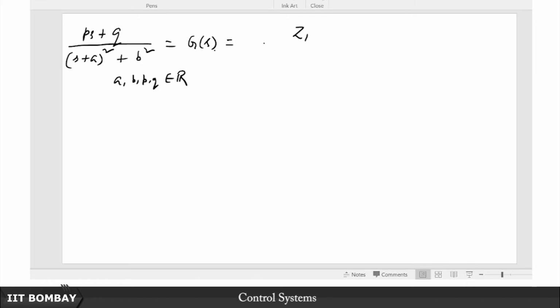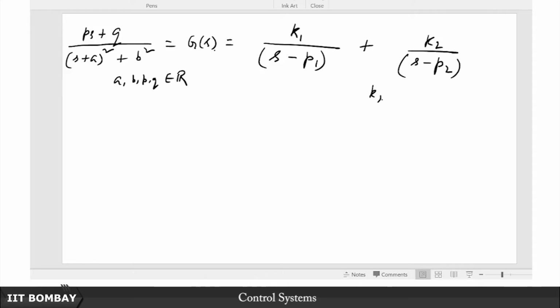So I am going to just say z1 by s minus p1, or maybe let me not call it z1 because later on we will define zeros as z, right. So let me call this say k1 plus k2 by s minus p2, where instead of real we now allow k1, k2, p1 and p2 to be complex numbers. Something beautiful will happen, something beautiful will emerge out of this.